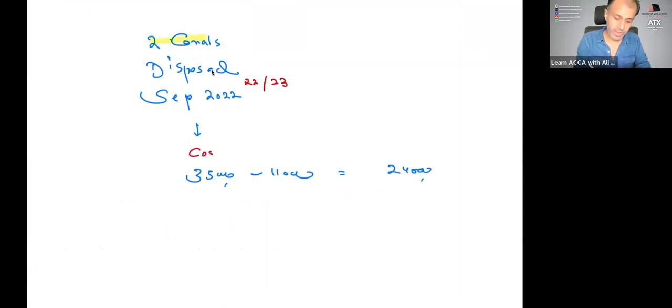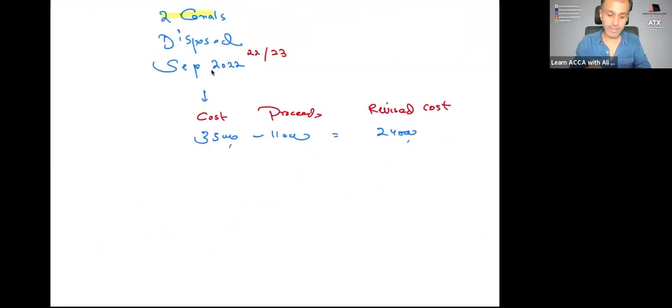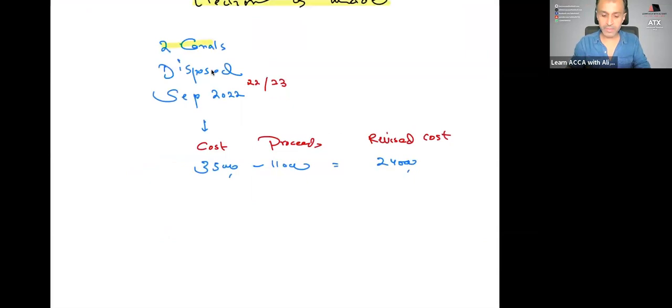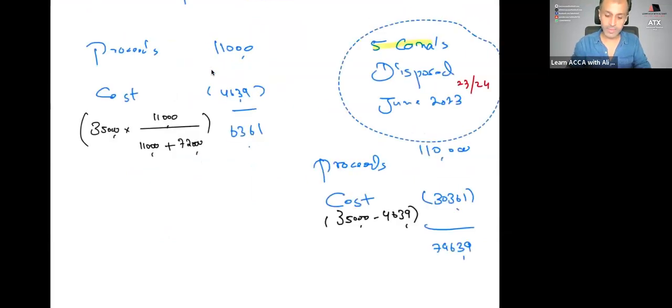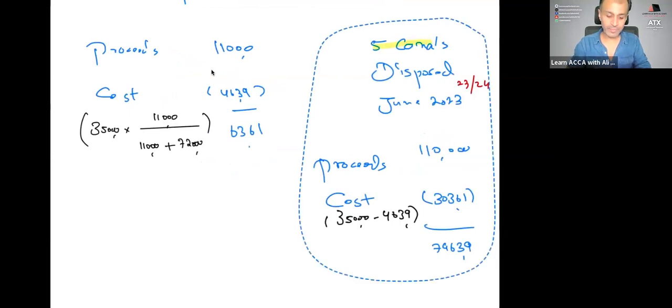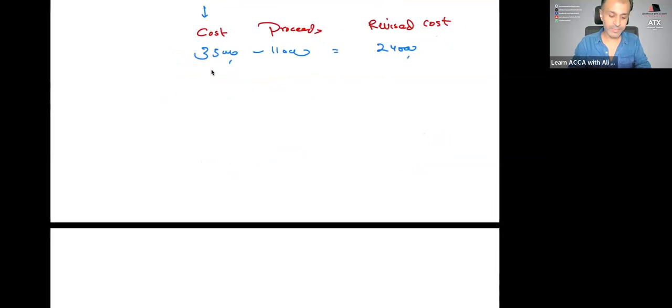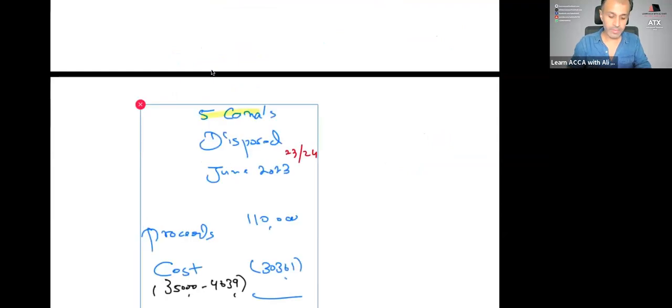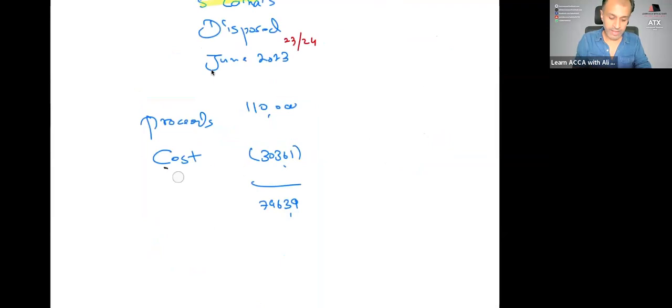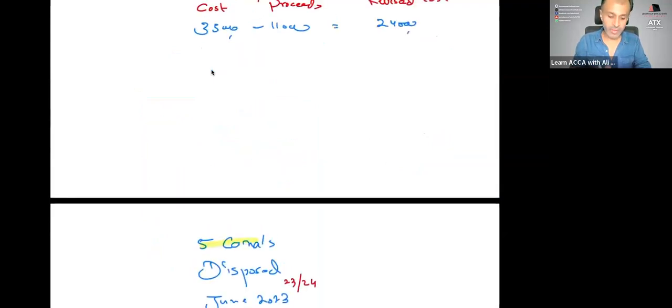We subtract the proceeds of the part disposal out of it to find the revised cost. Now, this revised cost will be used tomorrow when the rest of the asset is disposed of later on, which is when the five canals of the land are disposed later on. So I will be able to use that revised cost to compute the gains. The cost that I am going to use is the one that I have been able to revise, which is 24,000.